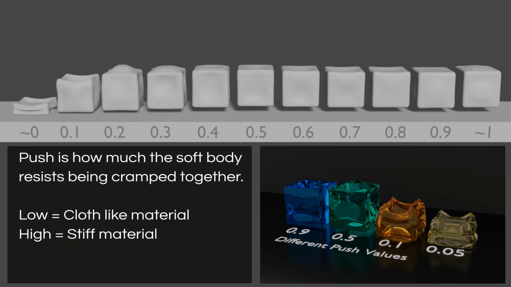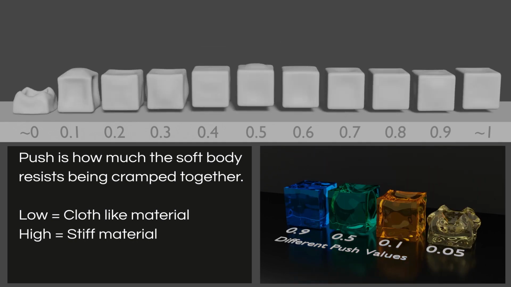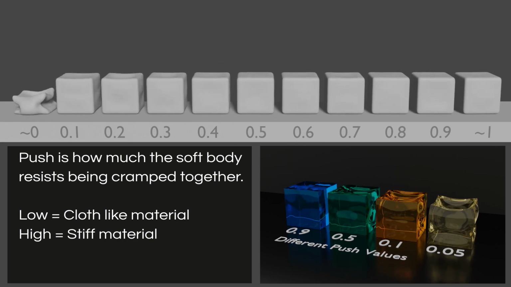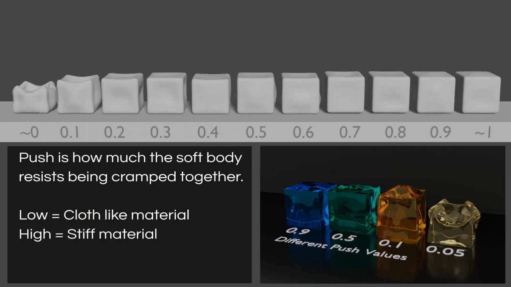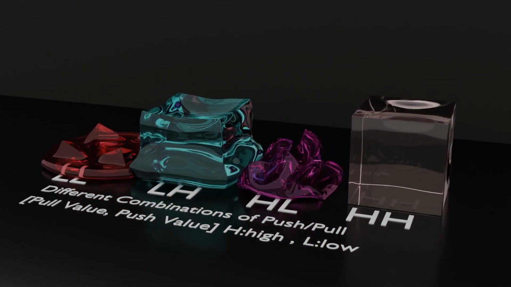Push is how much the softbody resists being cramped together, like a compression spring. You can use low values for cloth or high values for stiffer materials. Different combinations of push and pull can create interesting results like these.